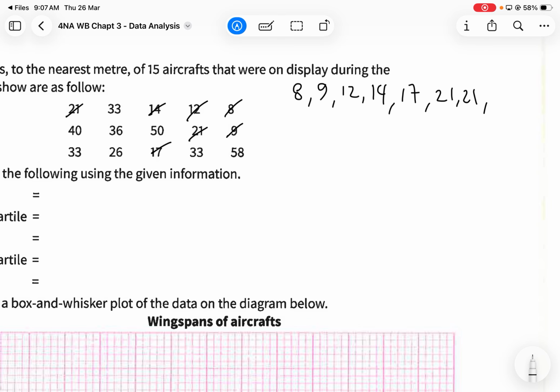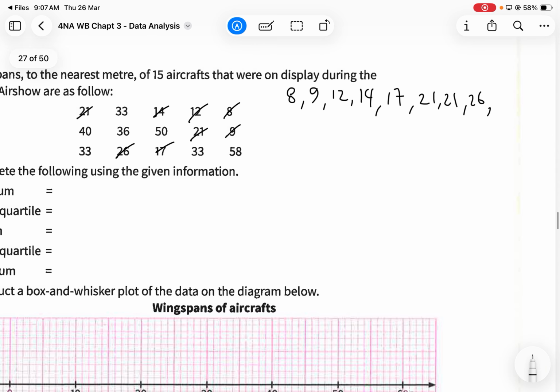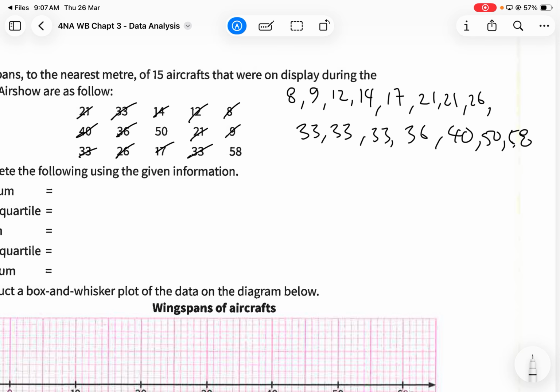Then 26, 30, then 33, 33, 33, then 36, 40, 50, 58. Okay, then double check. They told me there are 15 aircraft. So I double check, did I write 15 data or not? 1, 2, 3, 4, 5, 6, 7, 8, 9, 10, 11, 12, 13, 14, 15.